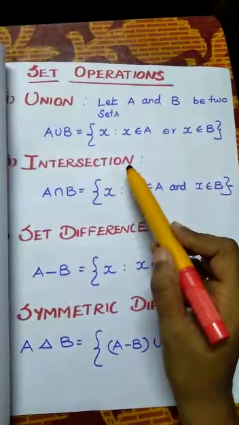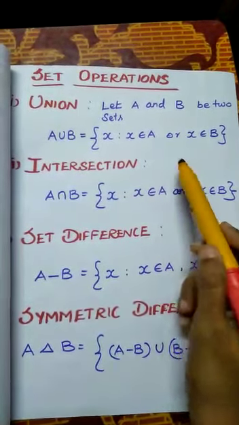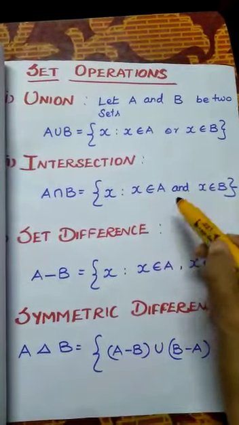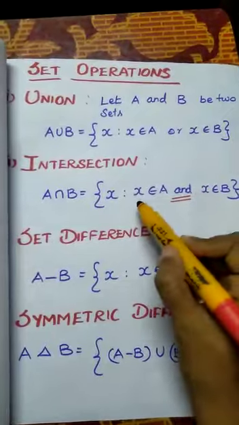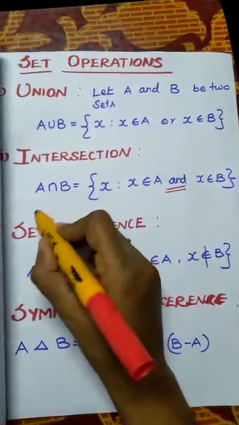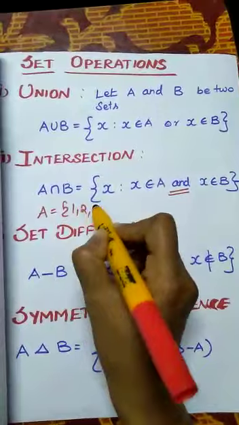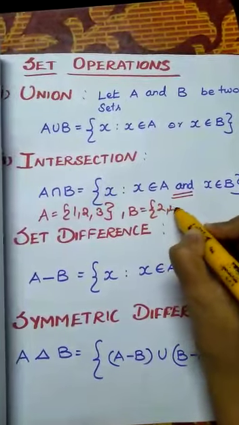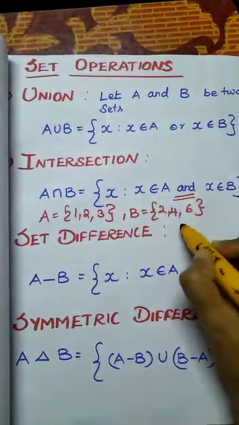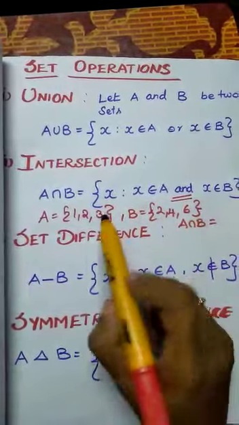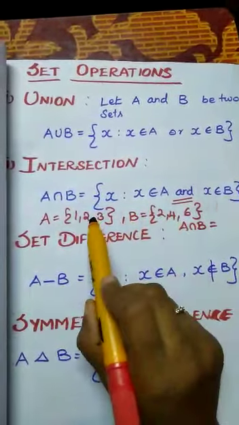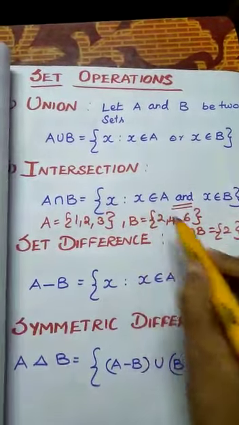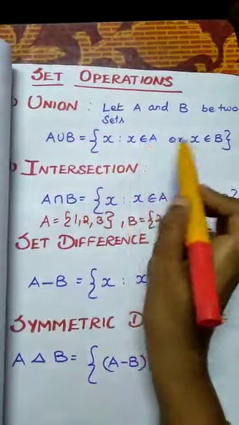The next one is intersection of two sets. Here also we have to take two sets A and B. A intersection B is equal to the set of all x such that x belongs to A and x belongs to B. This 'and' is very, very important. Here we have to take a common element only. A value is {1, 2, 3}. B value is equal to {2, 4, 6}. What is the value of A intersection B? Actually, what is the common element between the sets A and B? Only 2. So, A intersection B value is {2} only. Intersection means we have to select a common value. Union means we have to combine the two sets.